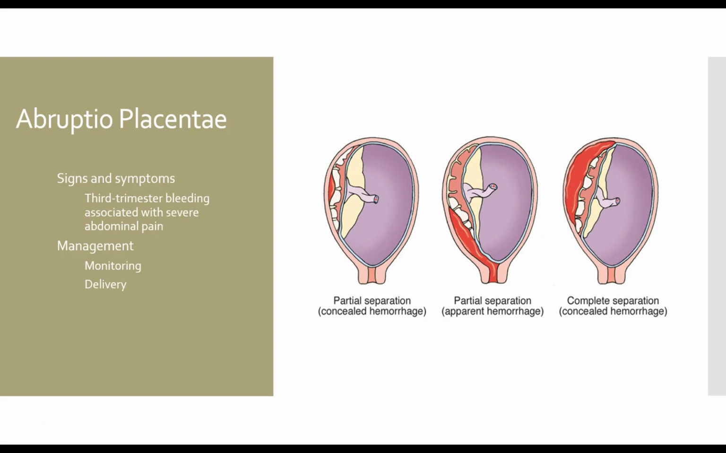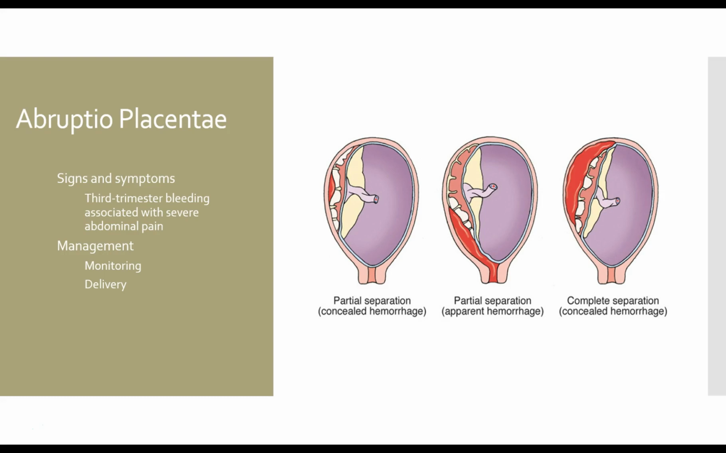Most commonly occurs in the third trimester. Could occur for many different reasons. Could occur because the blood pressure gets too high if the mom is preeclamptic. It could occur if she is in some sort of an accident and has blunt force trauma to the abdomen. That can cause a separation.